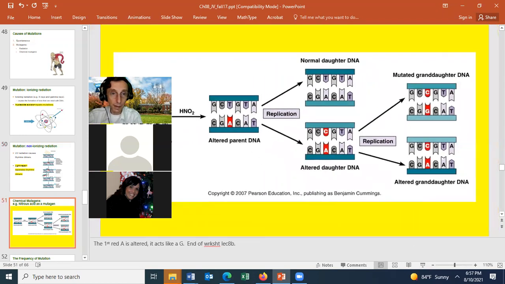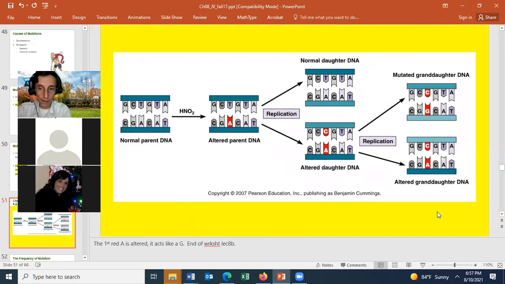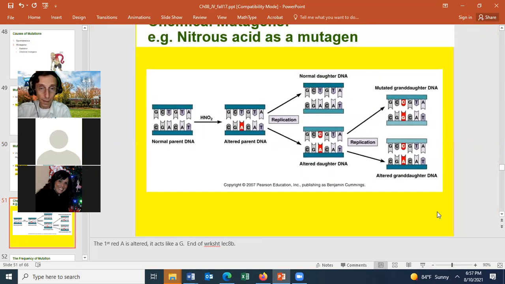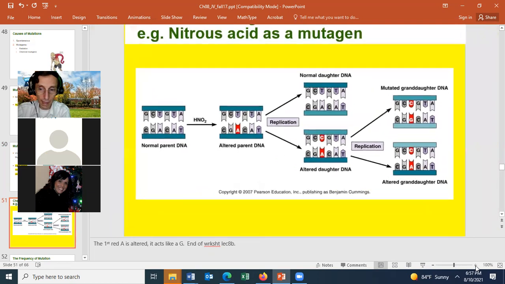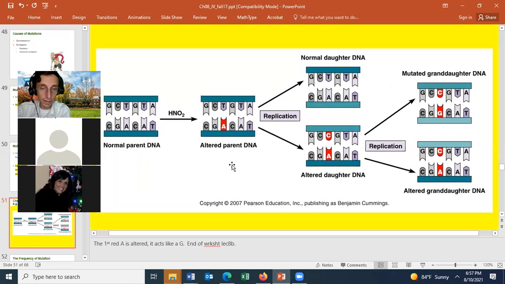We're only going to talk about it with nitrous acid, which is a mutagen. When nitrous acid combines with DNA, it changes the DNA. This A here gets chemically modified by nitrous acid. It is similar to an A, but we're going to call it a modified A, meaning it's red.